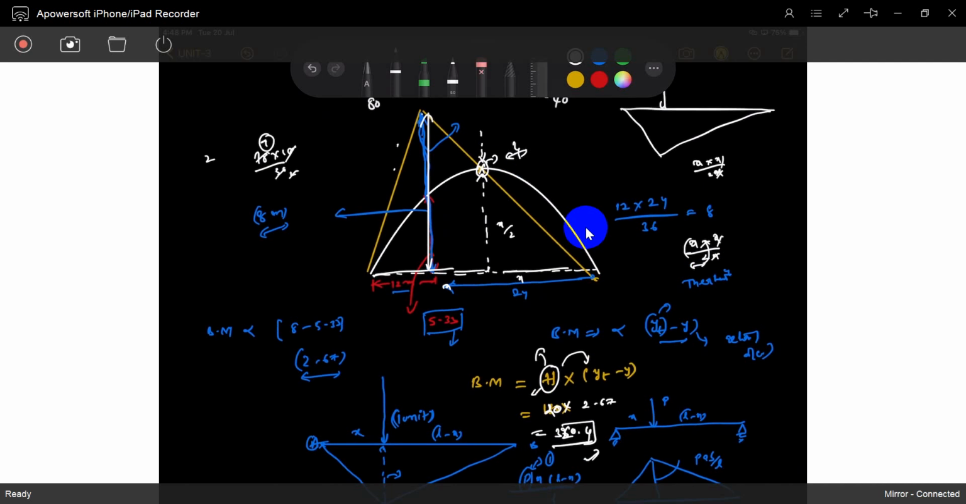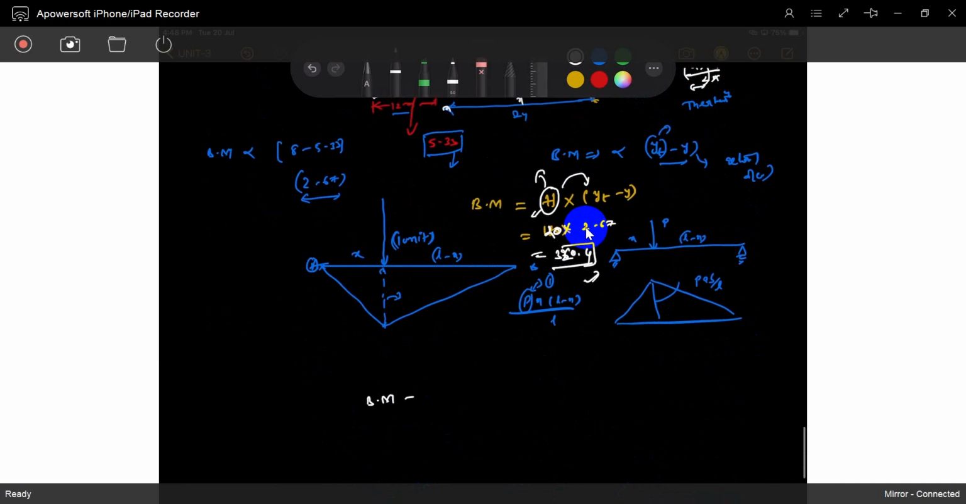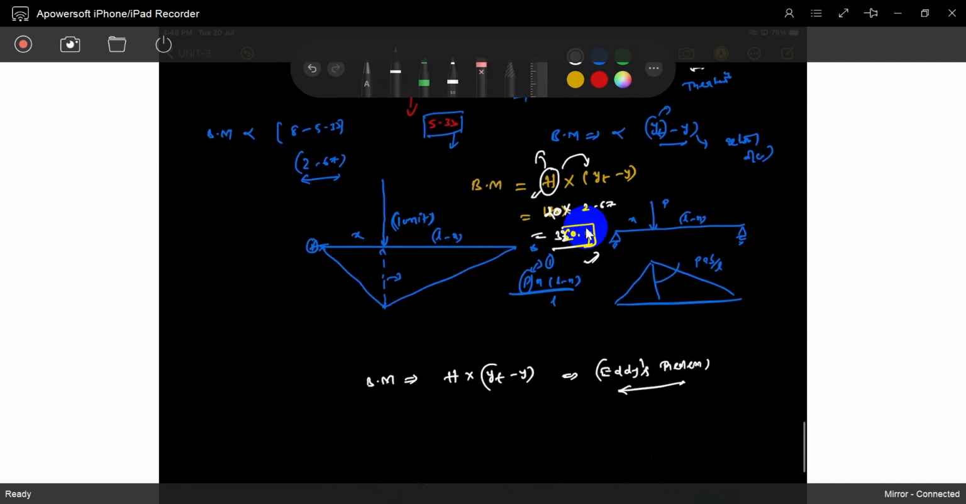If you see, the bending moment you can directly take as H into (yt minus y). This is Eddy's theorem. So what is the y? This y is the vertical intercept of the actual arch. That yt we take by just applying a unit load. If you apply a unit load, how much is this vertical intercept? You will easily get it from the bending moment diagram: x into (L minus x) divided by L, that is PAB by L, the bending moment diagram.